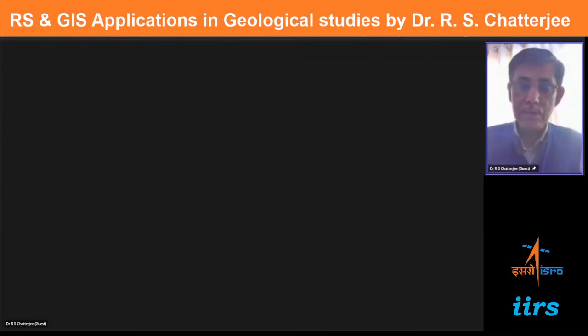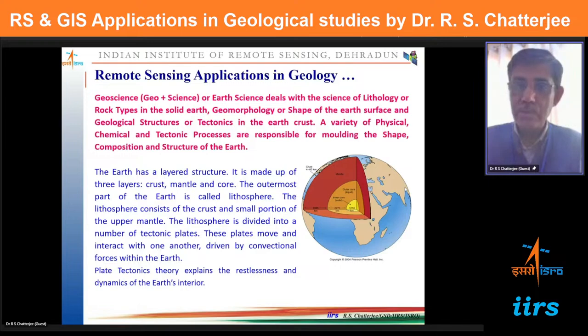of rocks in the solid earth. And then geomorphology, that means the shape of the earth's surface in terms of elevation and its derivatives. And geological structures or tectonics in the earth crust. A variety of physical, chemical, and tectonic processes are basically responsible for molding the shape of the earth surface, the composition of the earth, and the structure of the earth.